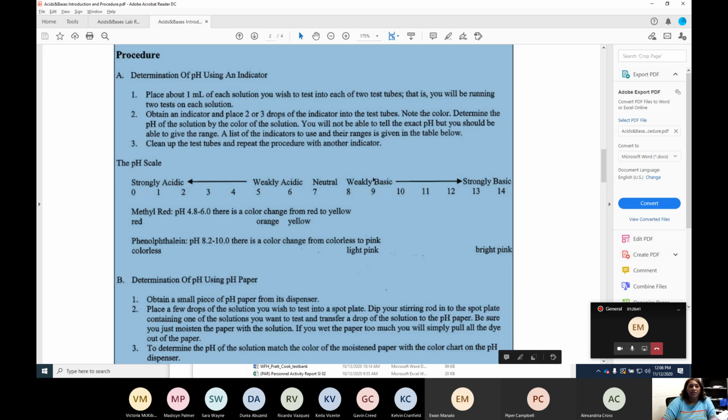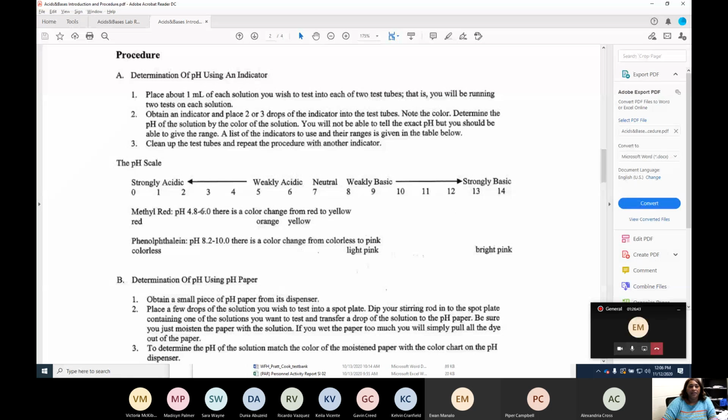So again, for the methyl red, if you saw an orange color change, then your pH is going to be between 5 and about 6. If you saw the yellow color change, then your range is going to be on the higher end, from about 6 to 8.